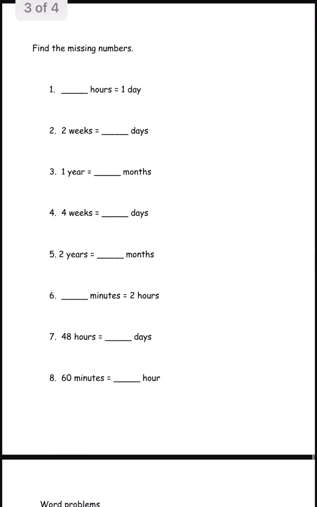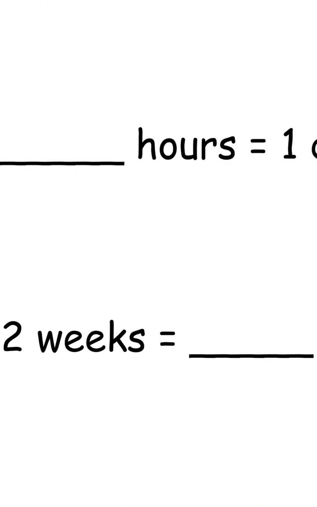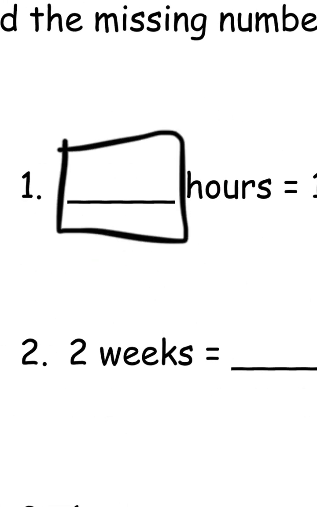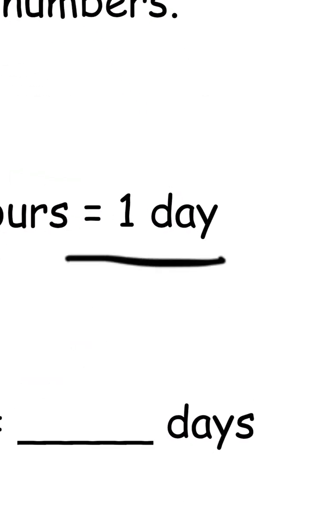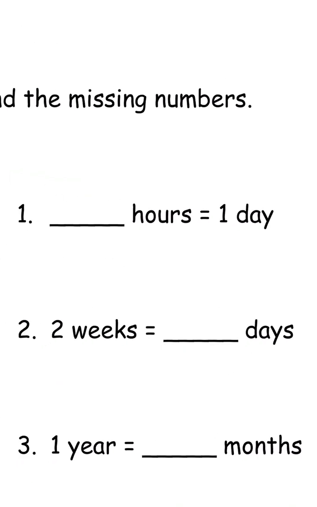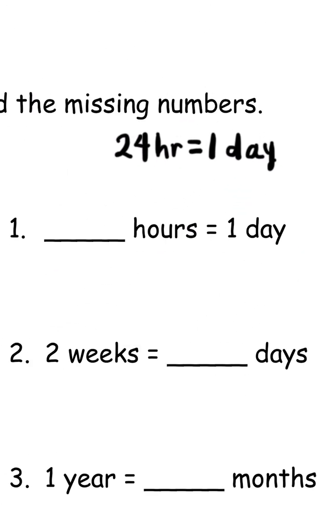So for this page, we need to find the missing numbers. Let's look at number 1. So it says blank hours equal to 1 day. So for each day, there's going to be 24 hours in a day. So it says how many hours there are in a day, so it's going to be 24.